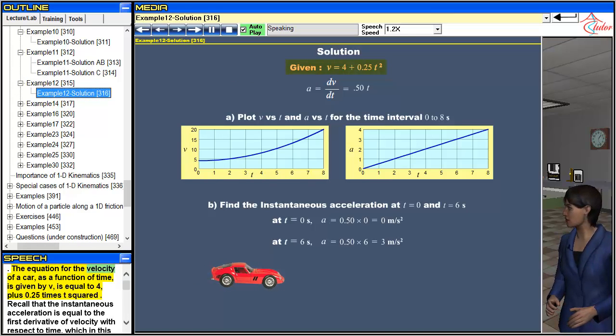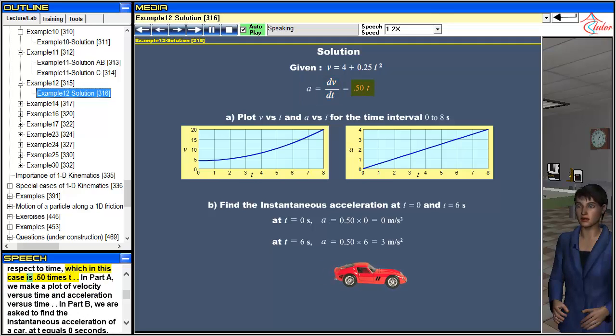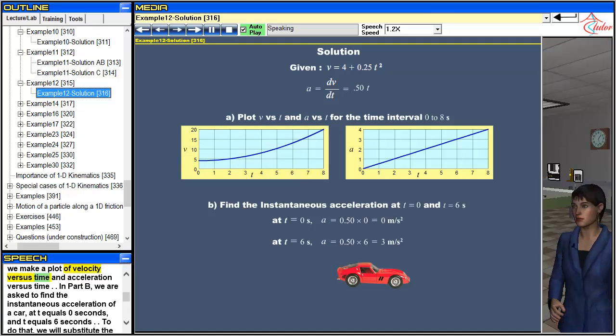The equation for the velocity of a car, as a function of time, is given by v is equal to 4 plus 0.25 times t squared. Recall that the instantaneous acceleration is equal to the first derivative of velocity with respect to time, which in this case is 0.50 times t. In part A, we make a plot of velocity versus time and acceleration versus time.